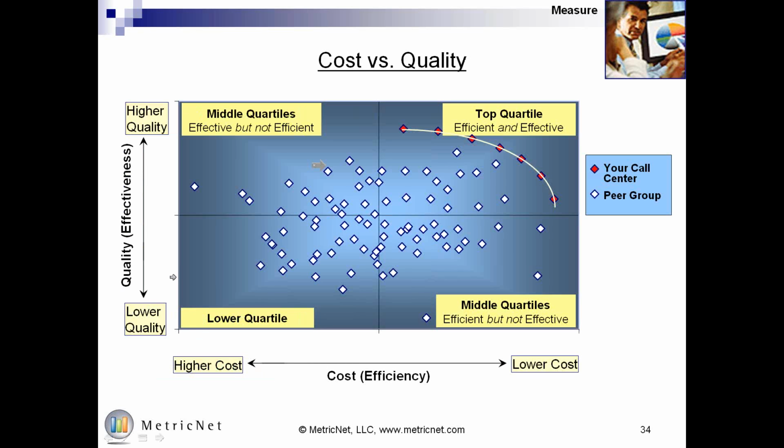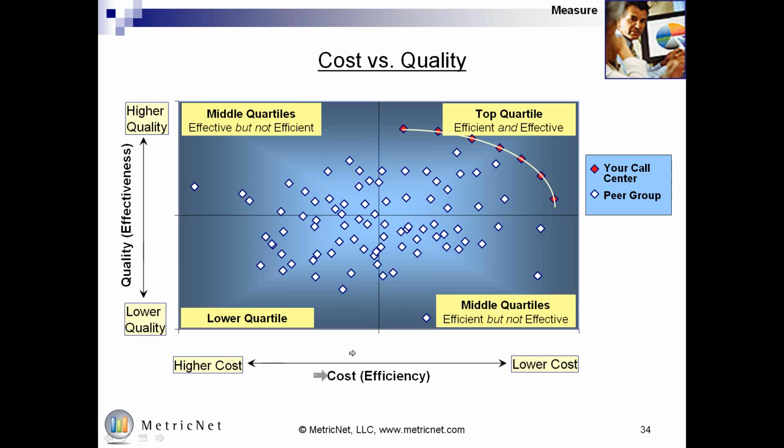On the y-axis on this particular chart, page 34, and by the way, the white diamonds here represent the most recent 100 call center benchmarks we have done. The red diamonds represent a hypothetical locus of points, which would represent world-class or best practices call centers. The y-axis here shows quality as measured by customer satisfaction. Higher quality, the further you go up the axis. Lower quality, the further you go down the axis.